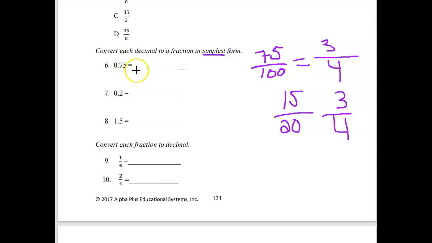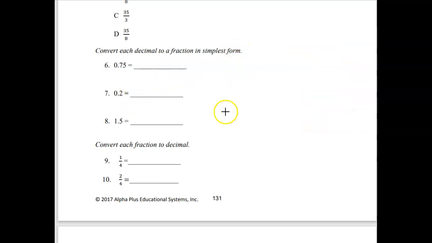But 0.75 is a really common one. So I would just remember that 0.75 is the same as 3/4. Okay? Makes it real easy for you. 75 hundredths, 0.75, is going to be 3/4 every time. Okay? Next one, how do you write that?